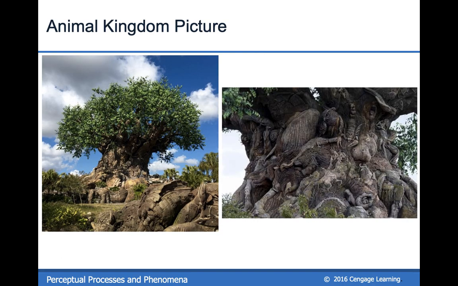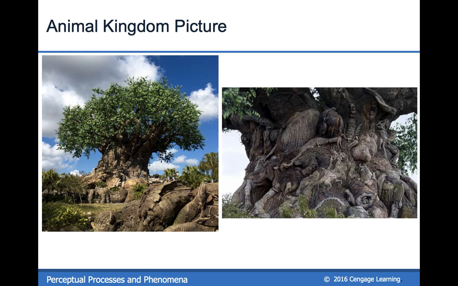So here's another example of this. If you've ever been to Animal Kingdom, you probably know that there's a giant tree in the middle called the Tree of Life. Imagine you're a small child and you're in a stroller. Your parents have brought you to Animal Kingdom. And as you're coming up to Animal Kingdom, you're being pushed in the stroller and you see this giant tree. If you're using your top-down processing, what you're doing is you're looking at the holistic picture. You're seeing this whole tree.